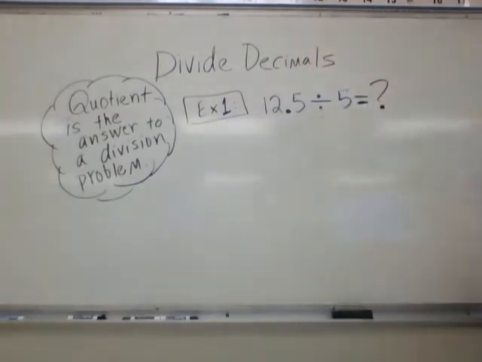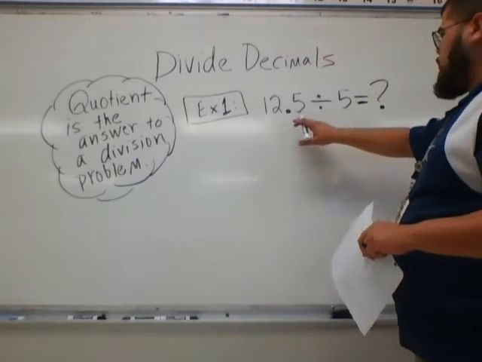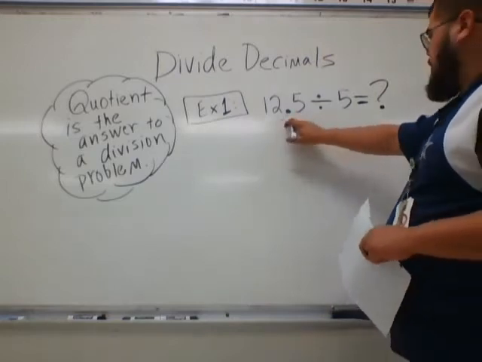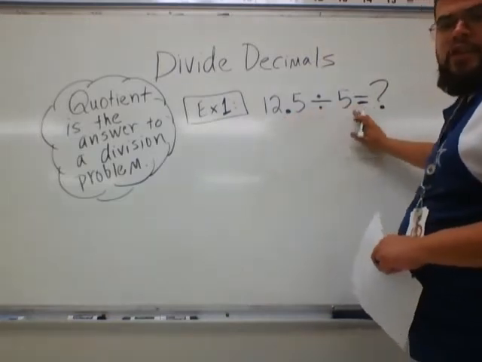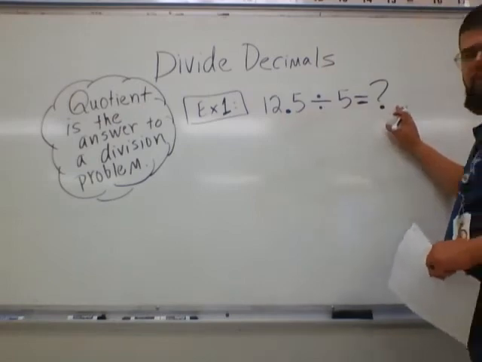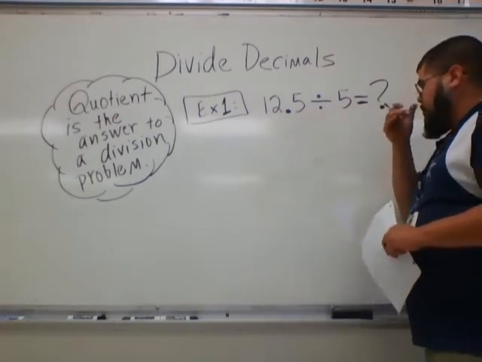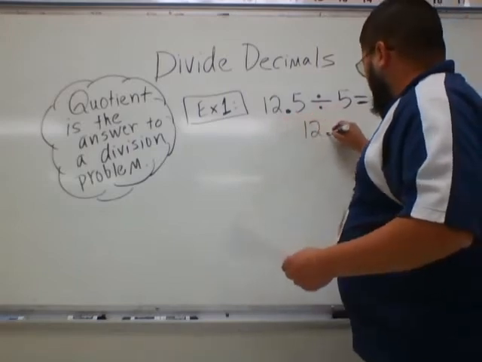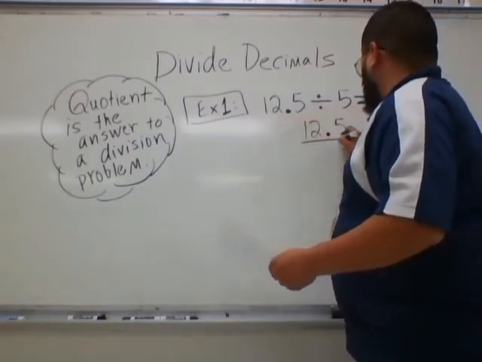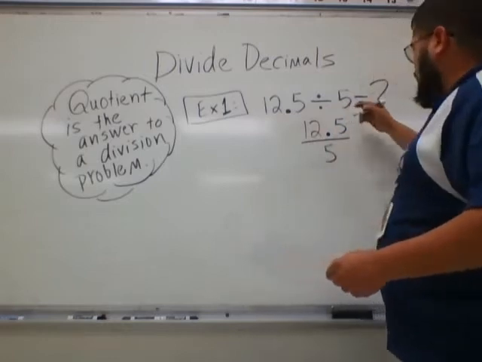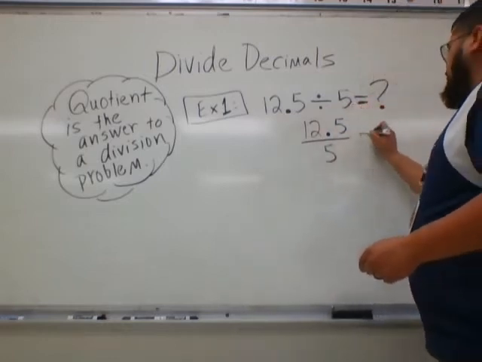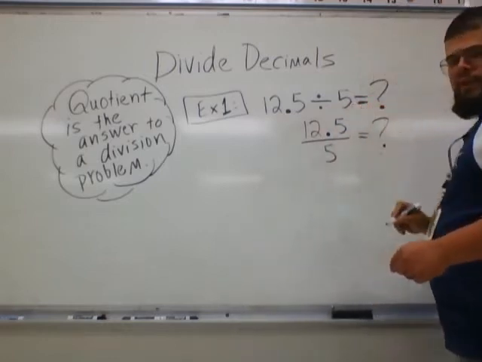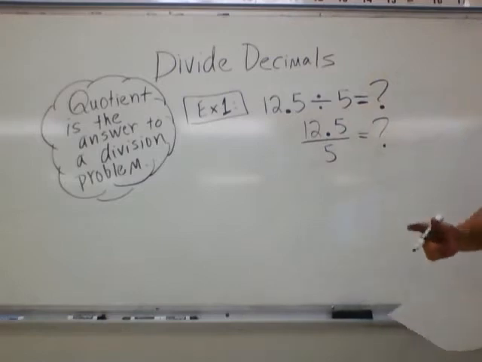Okay, here we go. Now remember, this is the dividend divided by the divisor should equal the quotient, right? You gotta keep up with those vocabulary words. So remember, you can easily write this on top, 12.5 over 5. So this is the dividend divided by the divisor should equal, again, we don't know yet, the quotient.